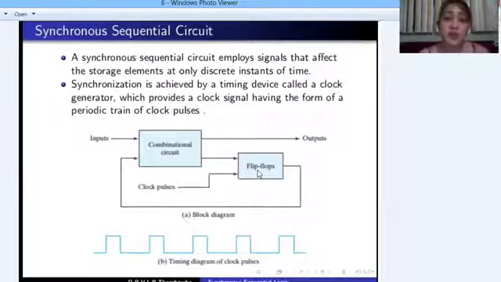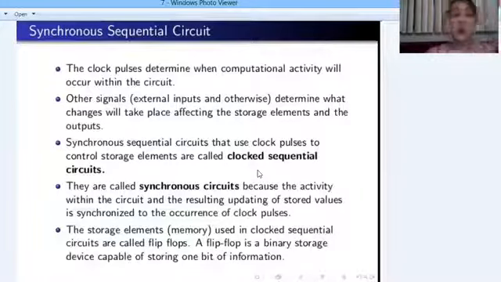The clock pulses determine when the computational activity will occur within the circuit. The signals, external inputs and otherwise, determine what changes will take place affecting the storage elements and the outputs. Synchronous sequential circuits that use clock pulses to control the storage elements are called clocked sequential circuits. They are called synchronous circuits because the activity within the circuit and the resulting updating of stored values is synchronized to the occurrence of clock pulses.